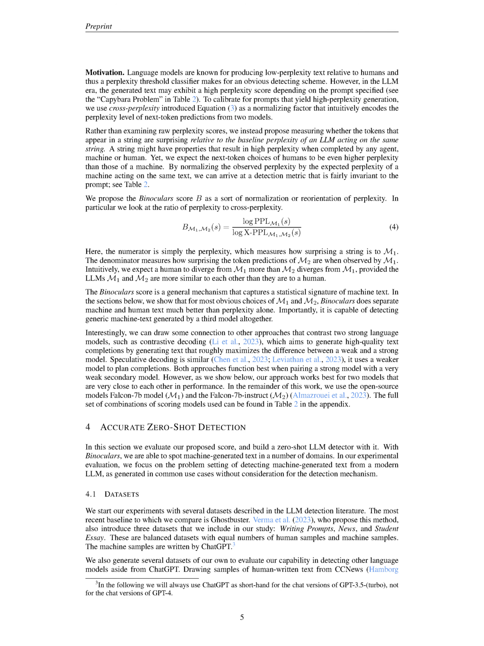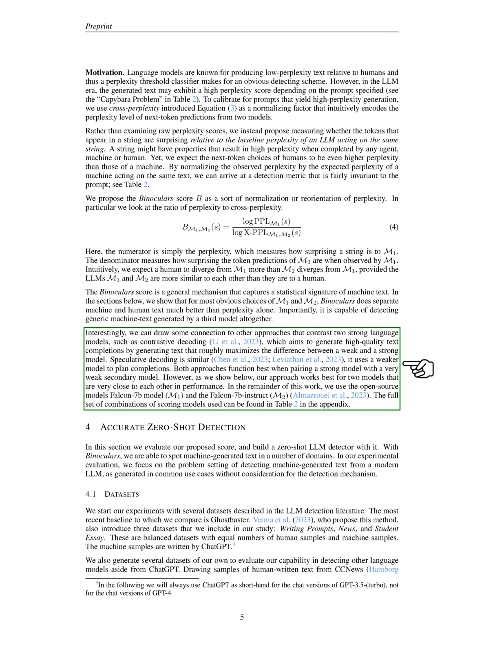Section Summary. The approach called Binoculars uses two language models to detect machine-generated text. It measures the ratio of perplexity and cross-perplexity, where perplexity measures how surprising a string is to one model, and cross-perplexity measures how surprising the token predictions of another model are to the first model. By comparing the observed perplexity to the expected baseline perplexity induced by the prompt, Binoculars provides an improved detection score for distinguishing between machine and human text, even when handcrafted prompts are involved.